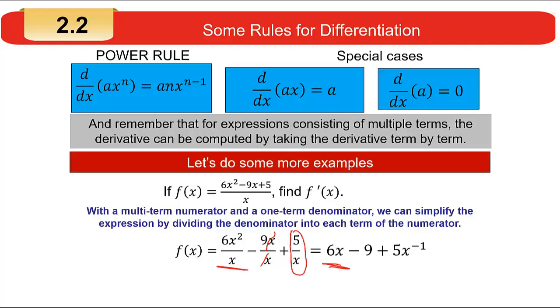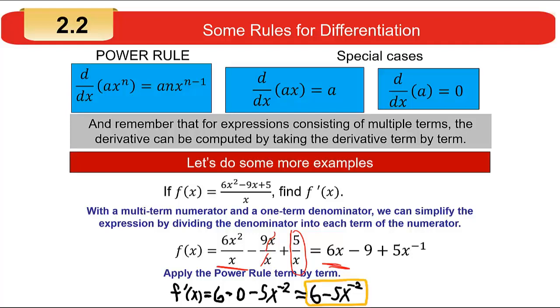Now you have that in the form that you can take the derivative term by term using the power rule. So the derivative of 6x is going to be 6. The derivative of a number is 0. And then the power rule says you take minus 1 times 5 and get minus 5 and drop the exponent by 1 and get x to the minus 2. So if you leave out that 0, you get an answer of 6 minus 5x to the minus 2.